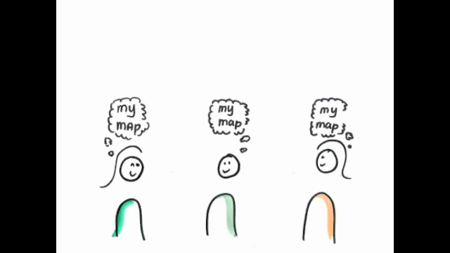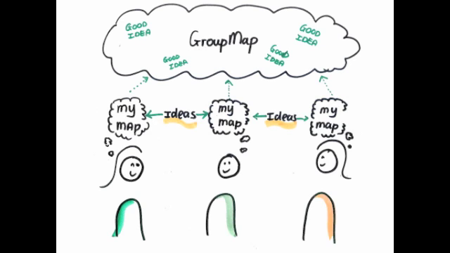Simple. We give them each their own page and we take the ideas to them. Then we pull it all together to see the big picture. And that's how GroupMap works. GroupMap is a simple, visual, and effective way to help you get more meaning out of your groups.